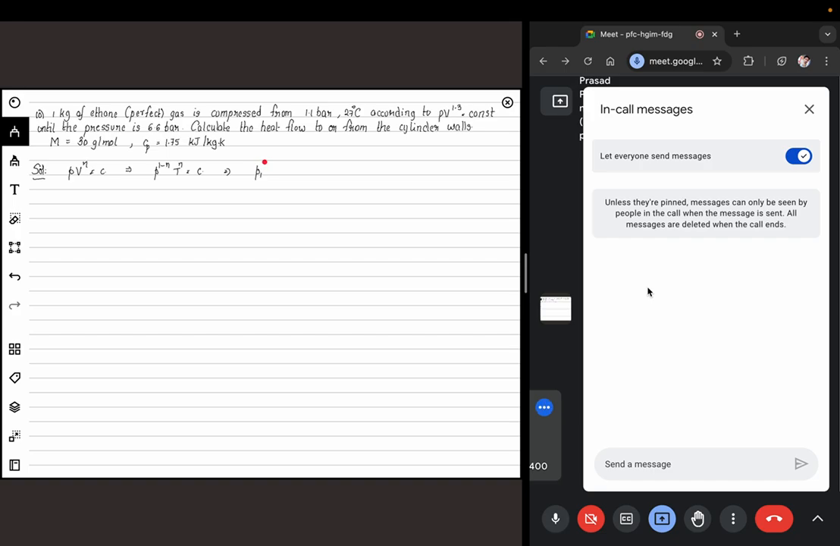P1 to the power minus 0.3, T1 to the power 1.3, equals P2 to the power minus 0.3, T2 to the power 1.3, from which I can write T2 is T1 times P1 by P2 to the power minus 0.3 by 1.3, where P1 is the initial pressure, P2 is the final pressure, and T1 is the initial temperature, 27 Celsius converted into Kelvin. T2 we get from here.